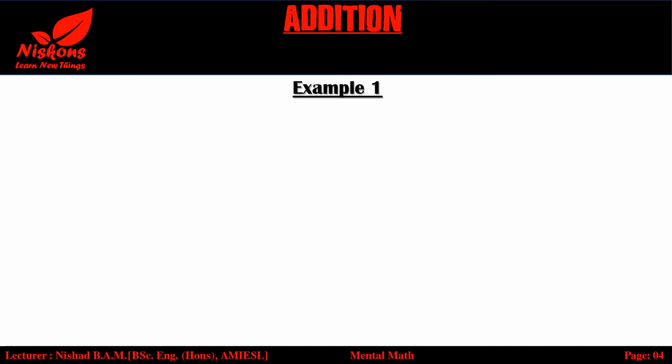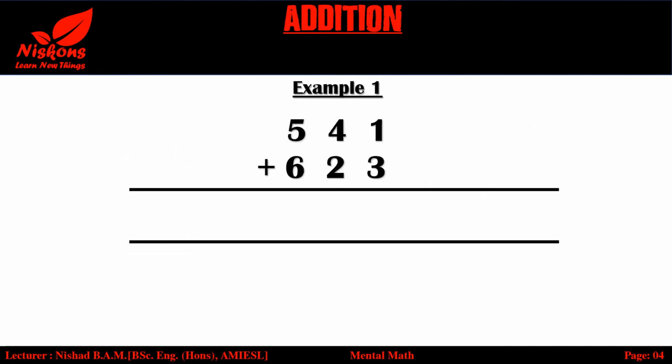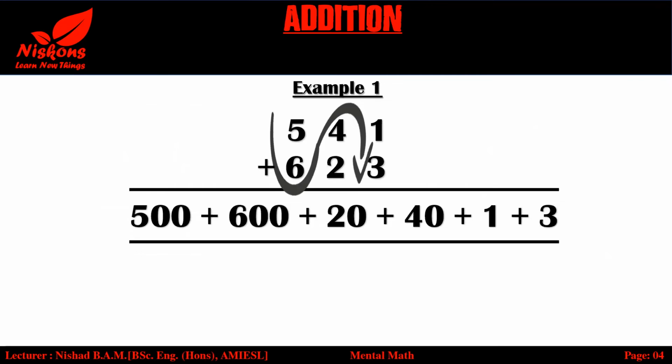Let's get back to another example. In this example, we are going to calculate 541 plus 623. So what is the answer? I'm going to explain the way that we have learned in the technique. For that, we have to add 500 plus 600, plus 20 plus 40, plus 1 plus 3. As the arrow indicates, we have to add these numbers.